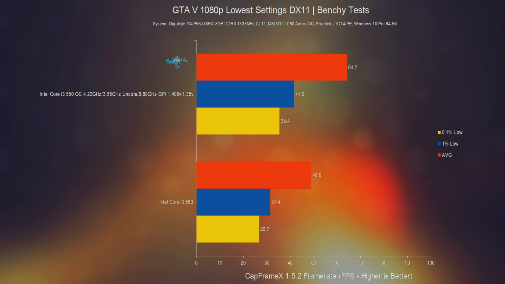The benchmark shows the 550 managing average, 1% and 0.1% low frame rates of 48.9, 31.4 and 26.7 FPS respectively. Again, this shows that 0.1% lows aren't the best indicator of the sort of stutter you may or may not see, as actual performance was clearly worse than what the 1% and 0.1% lows showed.